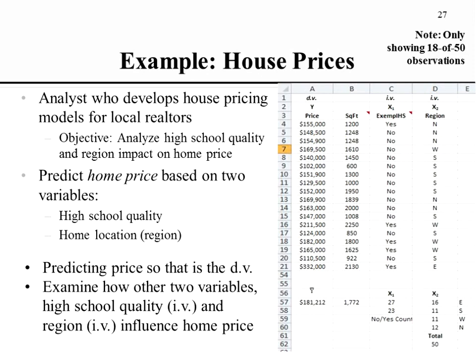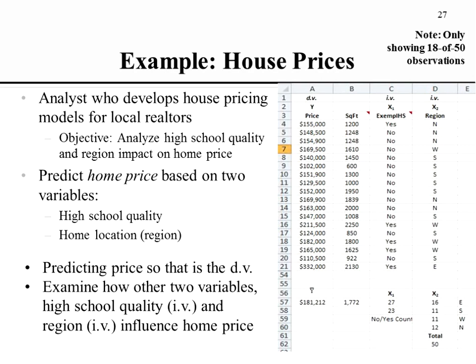So we'll begin with an example. We'll discuss the idea of being able to determine house prices in neighborhoods. And so you can see in this example that on the right-hand side, we've included our spreadsheet data, which I set up for us. It only has 18 of the first 50 observations showing. And we're trying to support an analyst who develops house pricing models for local realtors.